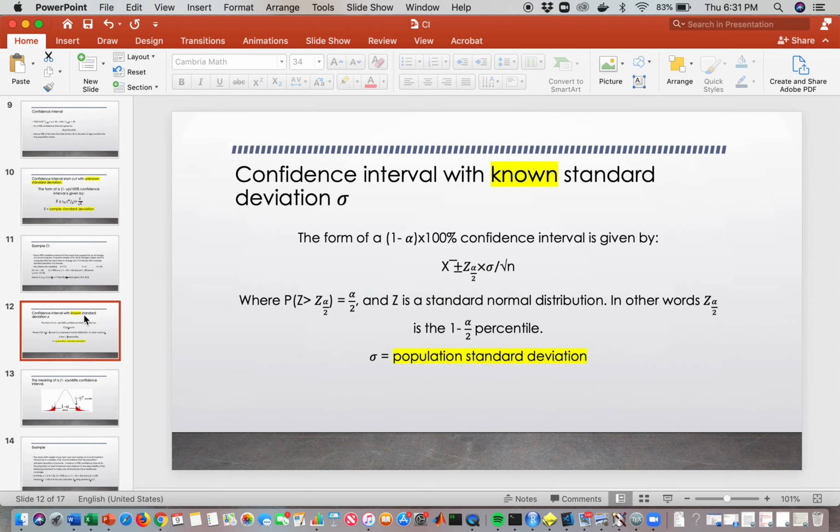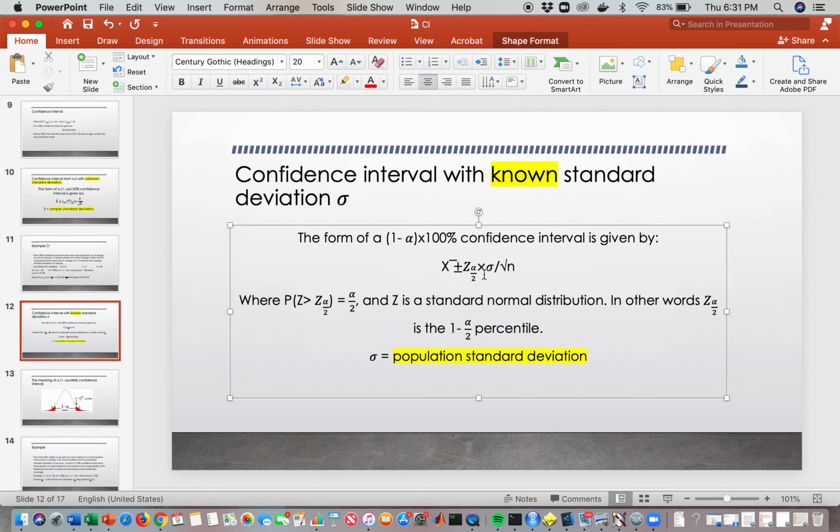Now, here's an example that's discussed in your book in chapter 7, and this is the confidence interval with known standard deviation. You have to be given sigma, which is one big difference. The other big difference is that this z sub alpha over 2 comes from the standard normal distribution. It is related to a percentile for the standard normal distribution. And highlighted here is that we need to know the population standard deviation.